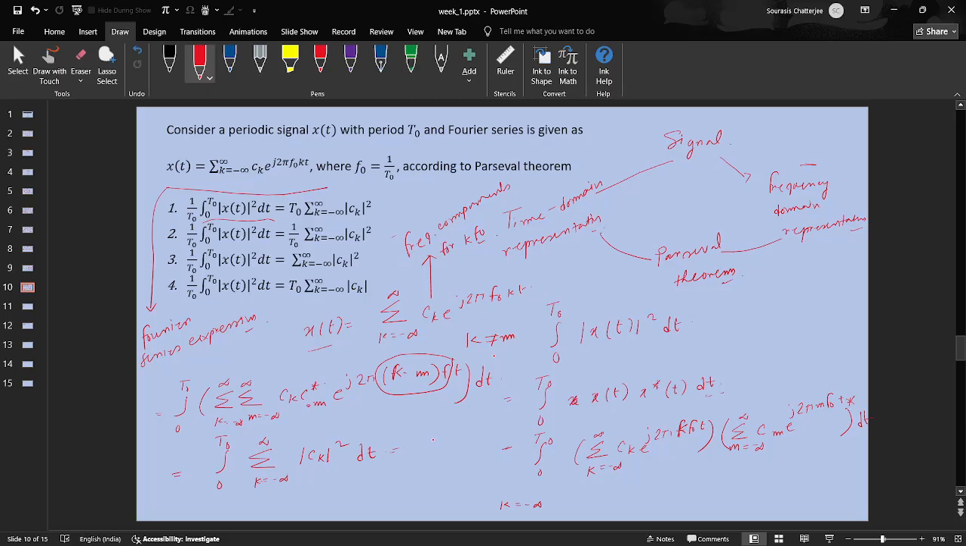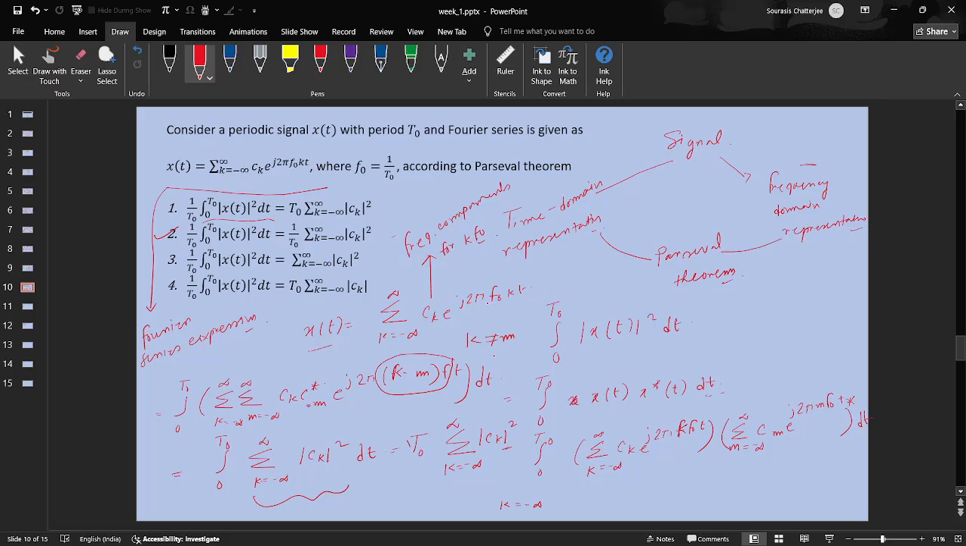Okay, so basically this part is constant, so you can take it out comfortably. So it's a dt, so essentially it's t naught times the summation over k from minus infinity of the absolute value of c_k squared. So I can put this t naught here as 1 over t naught, and that would make the answer the second one, right? So that is the math part.